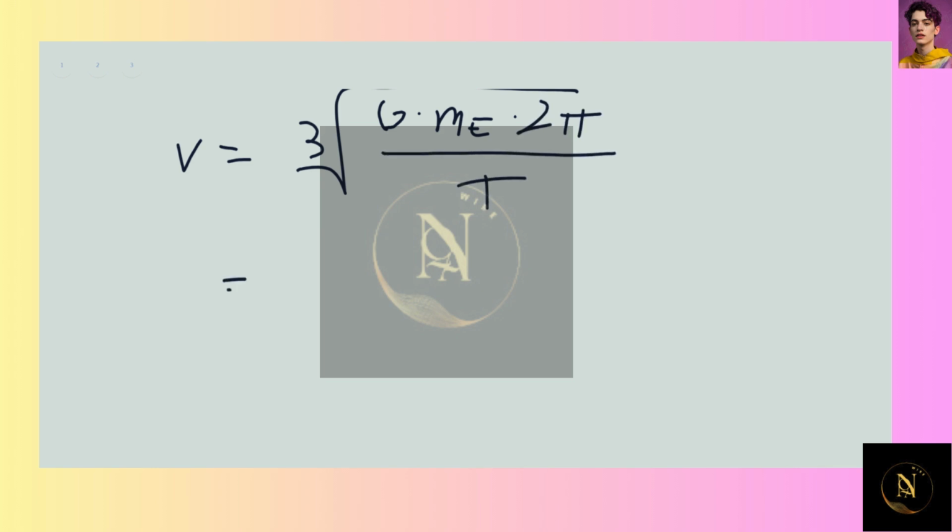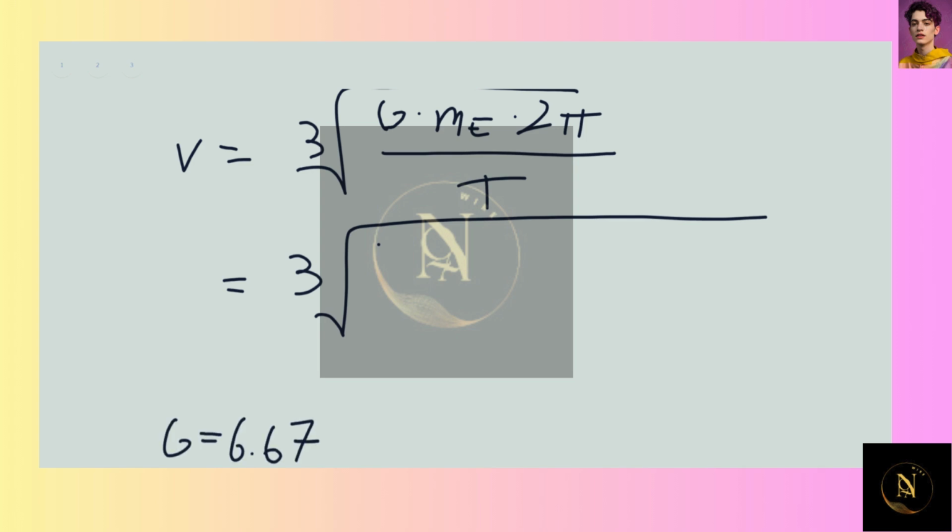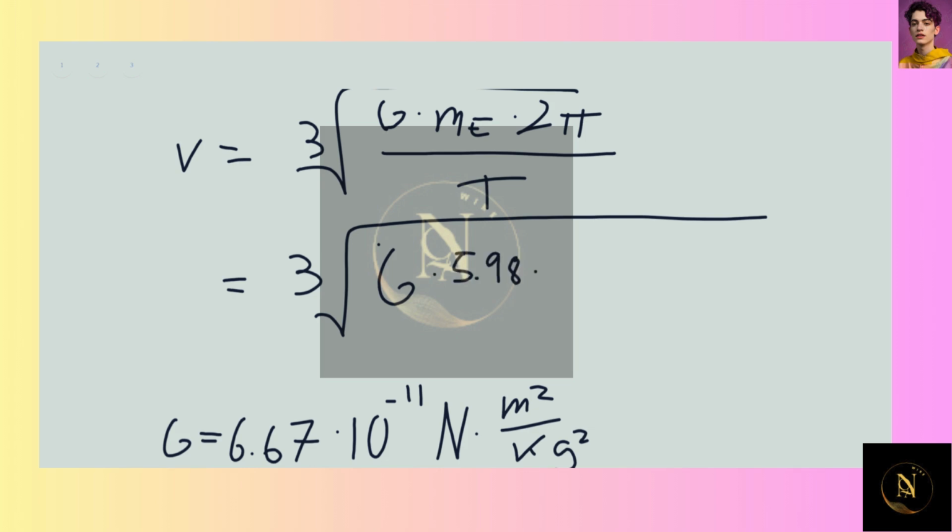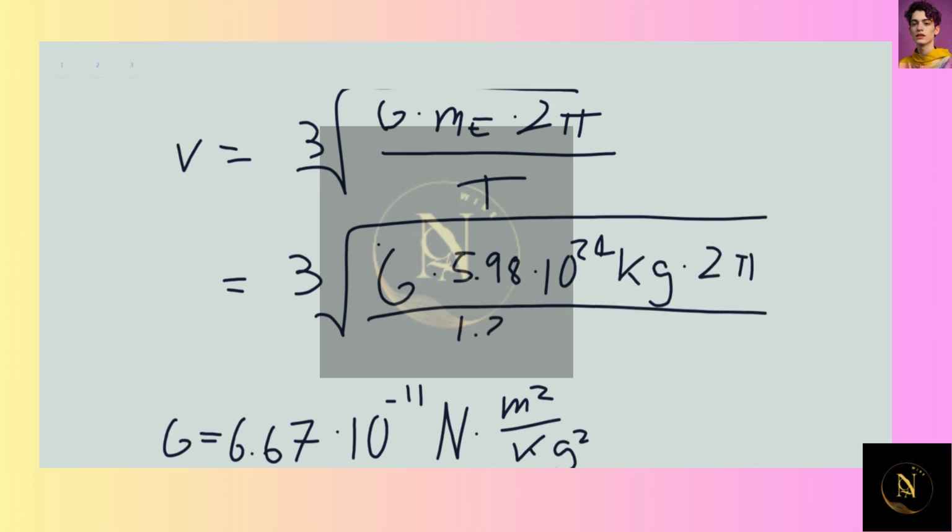And those are all either constants or given quantities, so all that's left for us to do is plug in. G is our gravitational constant. It's kind of long, so I'm going to write it out down here instead: 6.67 times 10 to the negative 11 newtons times meters squared per kilograms squared. And so it's going to be G times the mass of the Earth, that's 5.98 times 10 to the 24 kilograms, times 2 pi, and that's all going to be over 1.20 times 10 to the 4th seconds. That is our period that we're given.